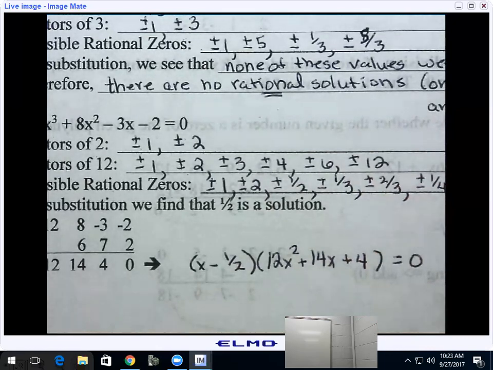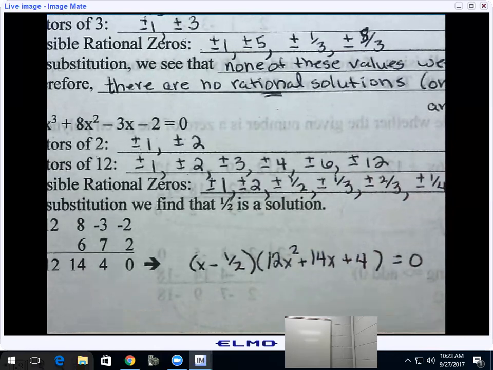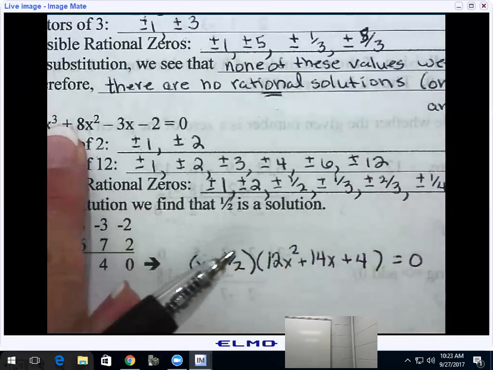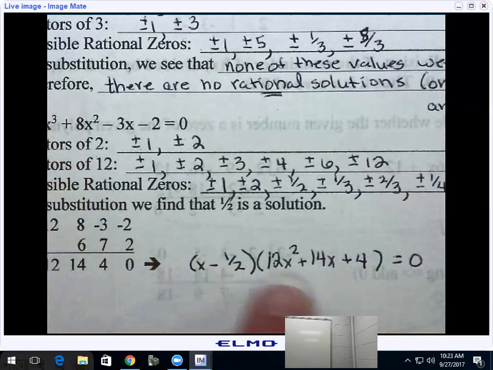And then my goal is to find all the solutions. Now I have this third degree polynomial down into linear times quadratic. How could I finish solving this?